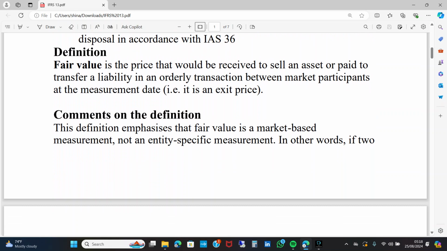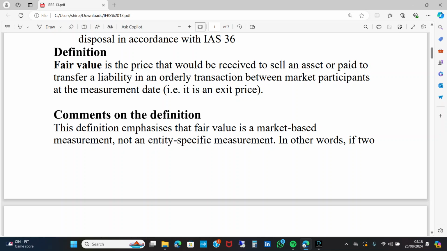Know that in brackets it says it is an exit price. So I'll use the exit price to explain how you can best get and know this definition, so that you don't have to memorize it. Now, fair value is the price. We're going to look at fair value from two perspectives: one, the perspective of an asset, and the perspective of a liability.